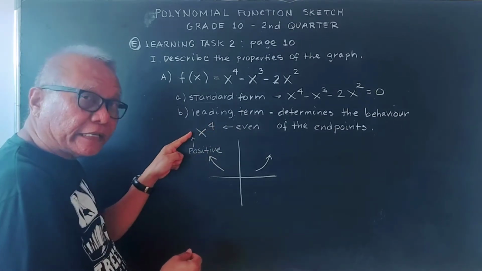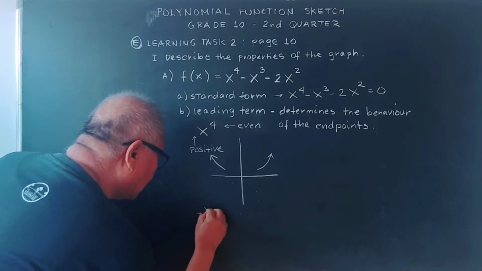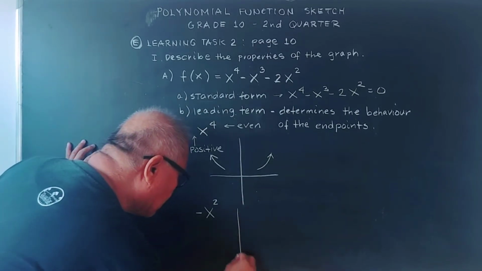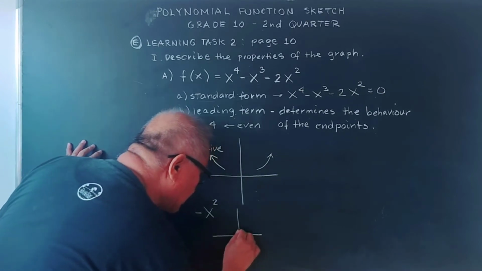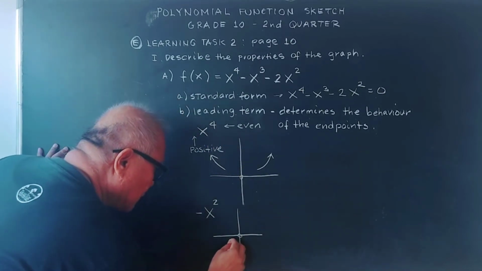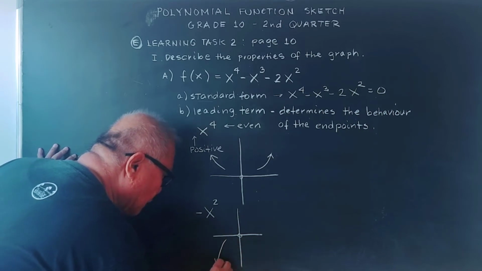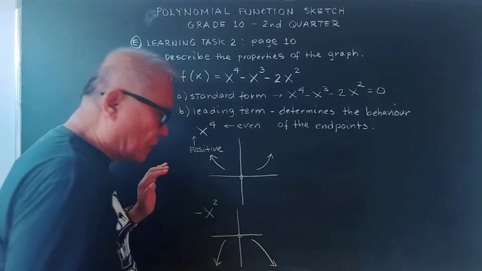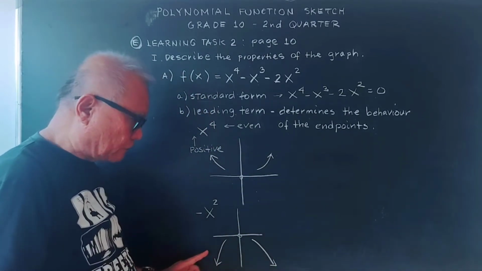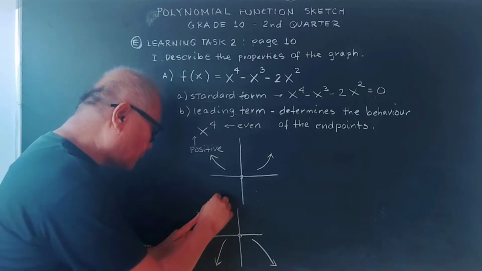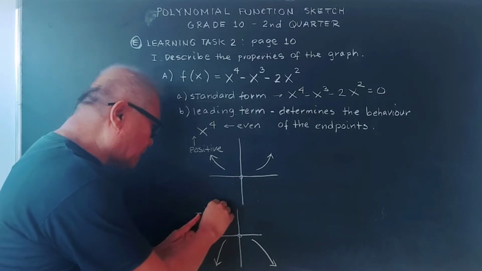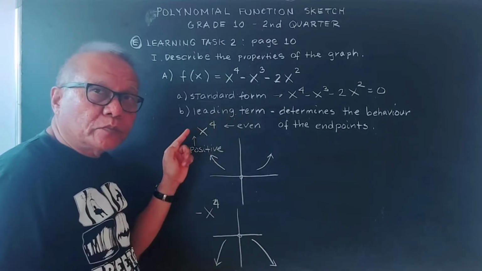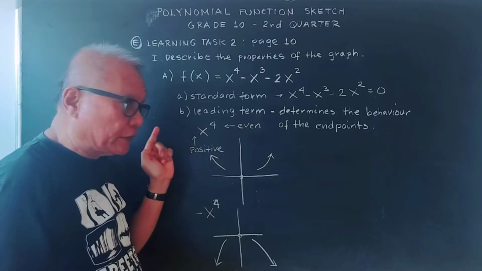What about if this one is negative? For example, we have negative x squared or negative x to the fourth. Then our curve will be like this. This one is the 0. This one will curve down here. It will fall. And on the other side also it will fall. That will be the end behavior of our curve if this one is negative. Of course, you can have x to the fourth if you want, the same thing, and that is even. What if the leading term's exponent is an odd exponent?